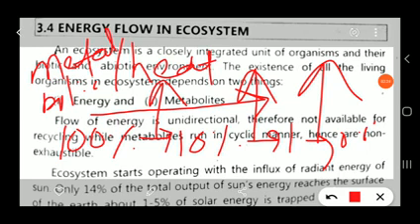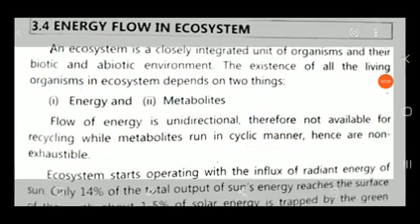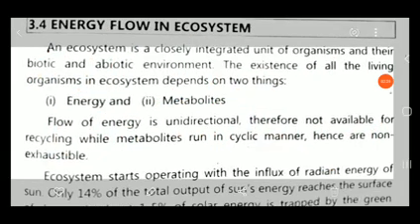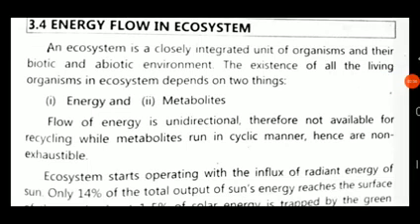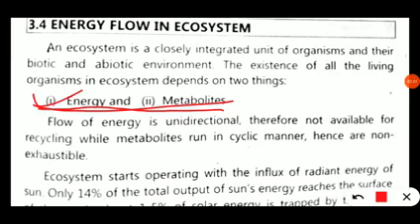We can see this deeply. An ecosystem is a closely integrated unit of organisms and their biotic and abiotic environment. Okay, the biotic and abiotic components are the important components of the ecosystem. The existence of all living organisms present in the ecosystem depends on two things. First is the energy and second is the metabolism. These two aspects are important.